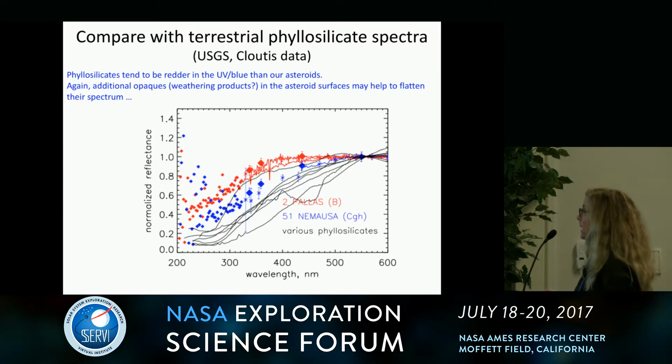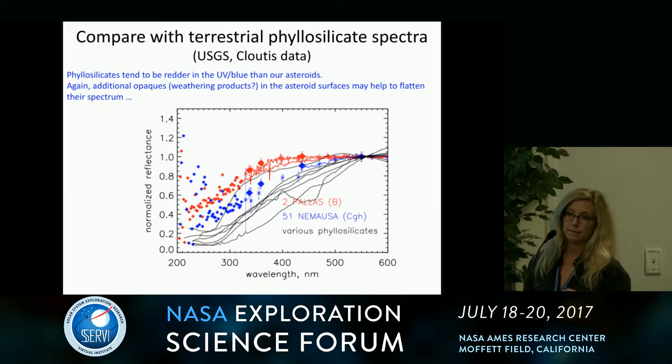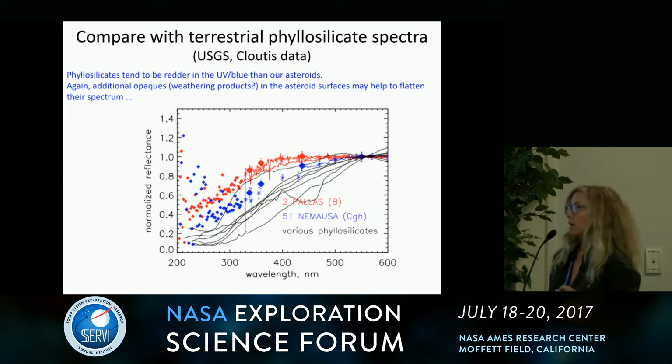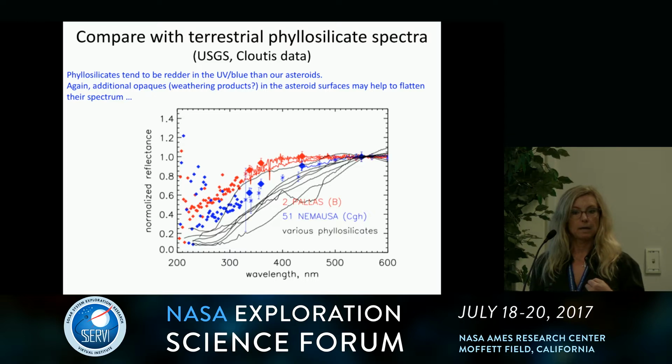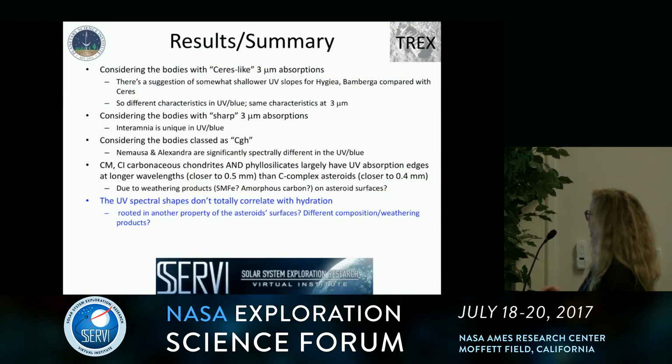So again, we think that probably additional opaques, probably in the form of some weathering products, perhaps there's enough olivine on the surfaces of these C-complex asteroids to produce submicroscopic iron. Or perhaps it's a carbon, like an amorphous carbon that's produced as a weathering product that will subdue the absorption feature. So we're going to be looking into that.